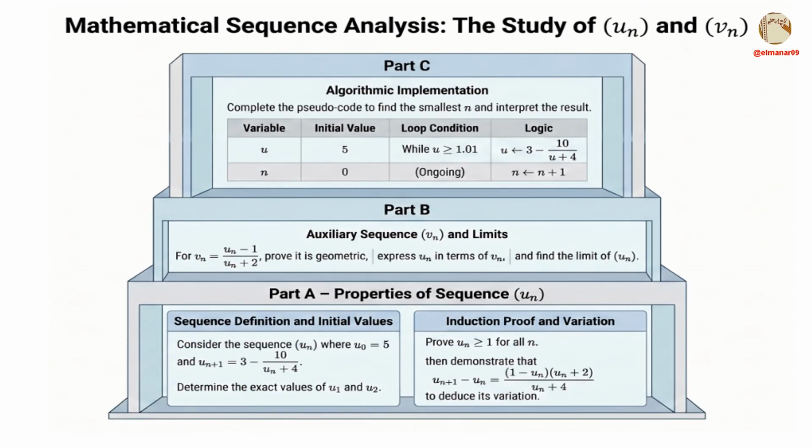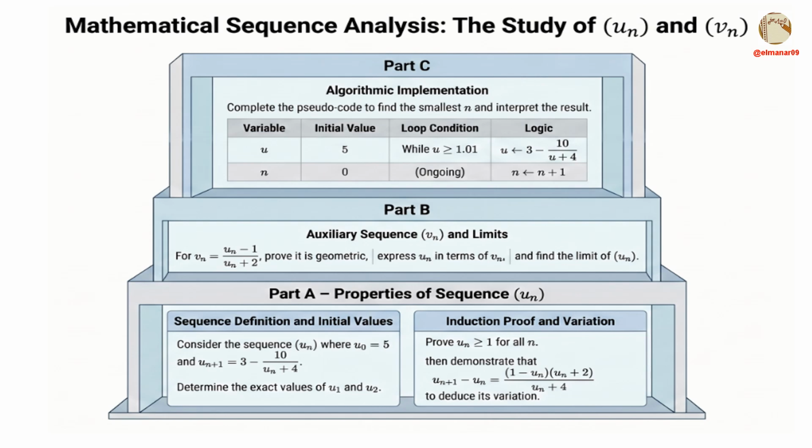Before we get lost in the numbers, let's look at our roadmap. We have structured this problem into 3 clear tiers, like climbing a mountain. Tier A is our foundation. We define the sequence, calculate the first terms, and use proof by induction to find its boundaries and direction.